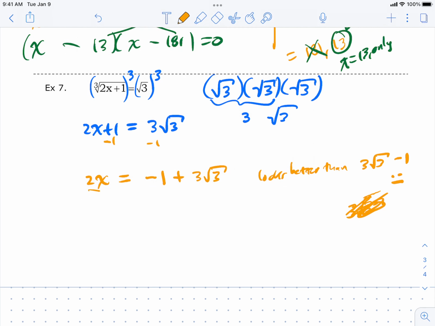Next, we would what? Divide by 2, right? Just divide the whole side by 2 like this. And there you go. x equals negative 1 plus 3 radical 3, all over 2.